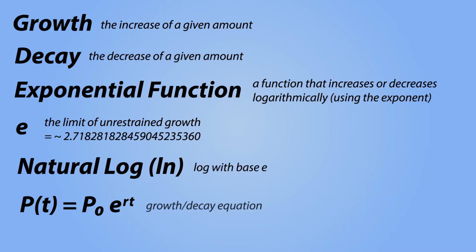The growth and decay equation is P_t equals P_0 e^(rt). P_t is the amount left after a given time, P naught or P sub 0 is the amount at the beginning, e is just a number, r is the percent rate of growth, and t is time.